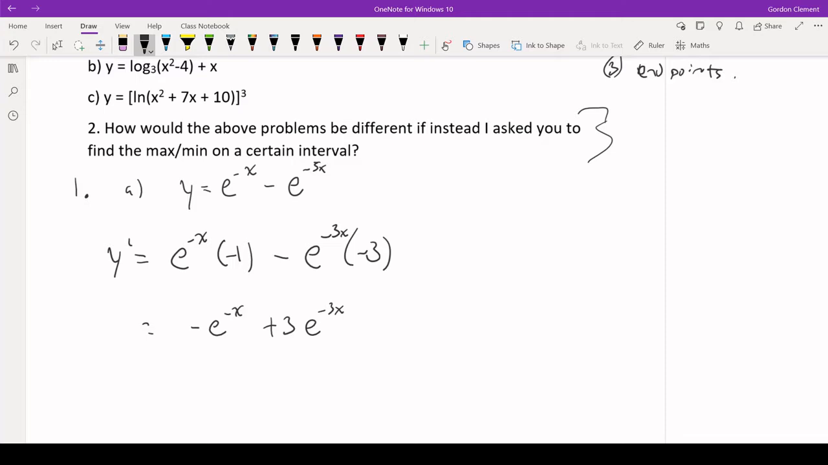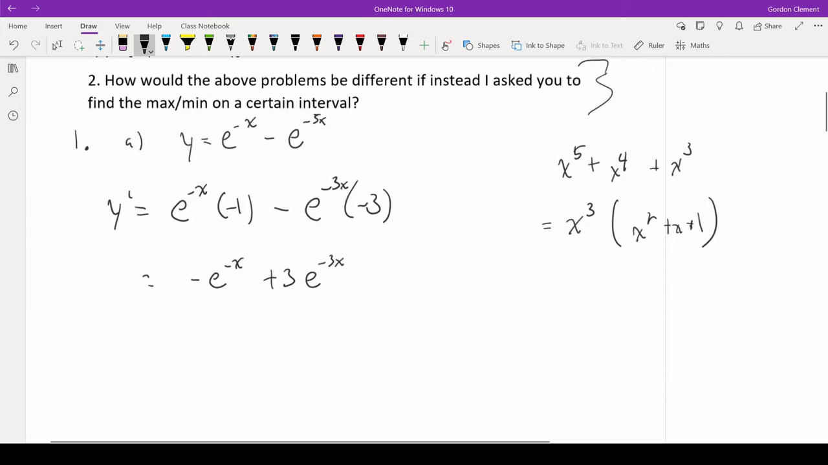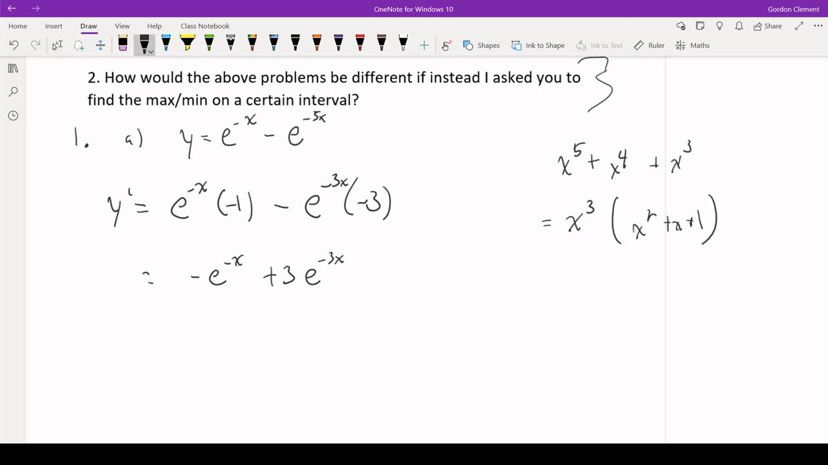And so we have to solve where this thing is 0. And in order to do that, we have to do a common factor. With the negative exponents, it gets a little bit confusing. Let's say you had something like this. The thing that you would factor out is x to the power of 3, because that's the smallest power in common. Similarly, between e to the minus x and e to the minus 3x, the smallest power is e to the minus 3x. It's smaller than minus 1. So I'm going to factor that out.